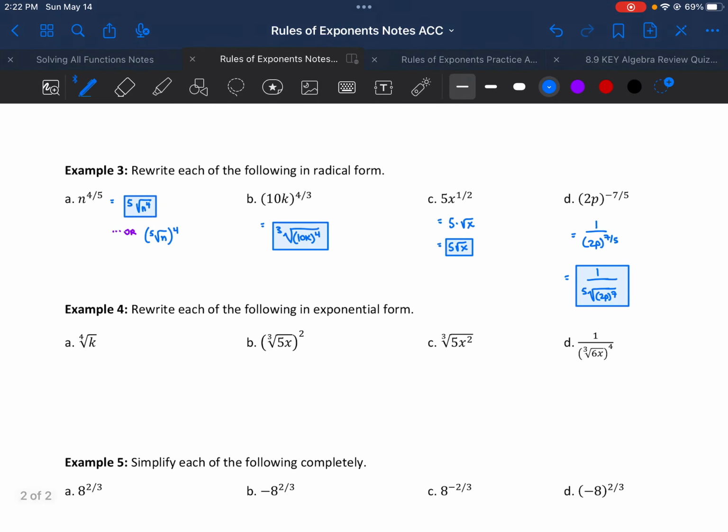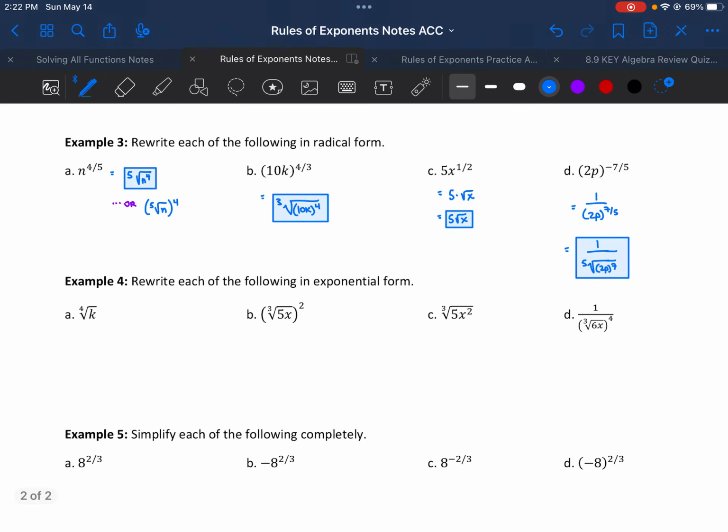All right, in example 4, A through D, now we're going to work in the opposite direction. We're going to take all these radical form answers and write them in exponential form. So all our answers are going to have exponents that are fractions.